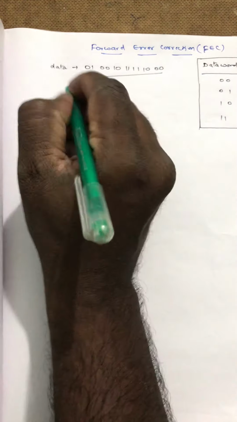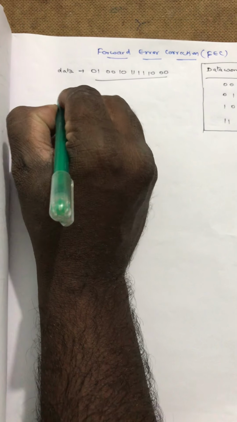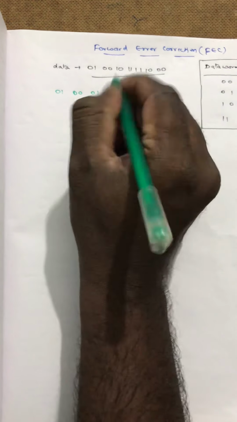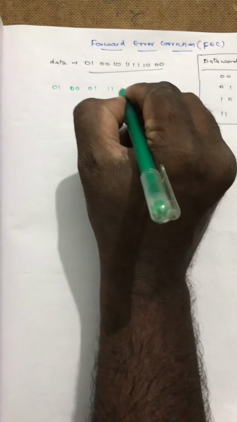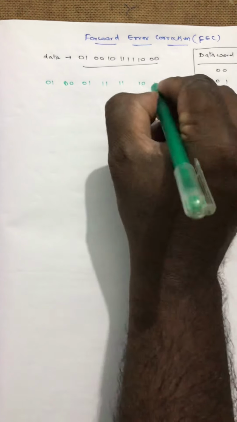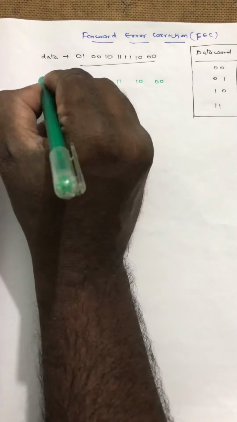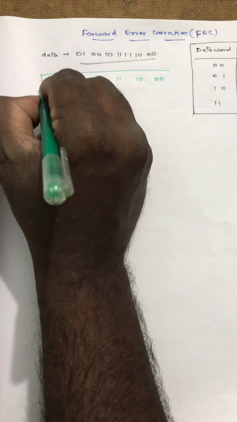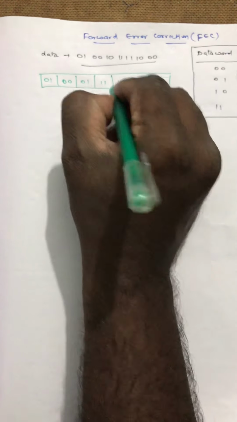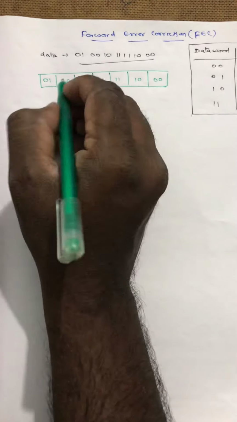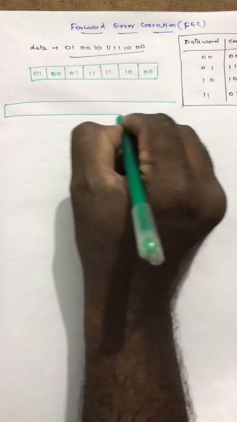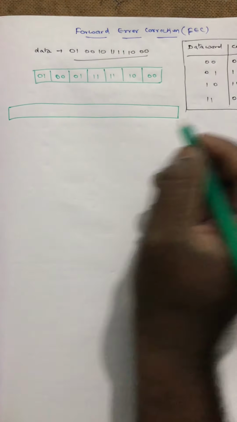So I'm going to send the data, which is 0 1 0 0 0 1 1 1 1 1 1 0 0 0. So assume that this is my actual data. Okay, but for the purpose of transmission, I'm going to send a frame which is a code word.